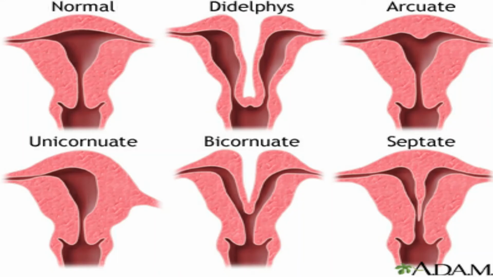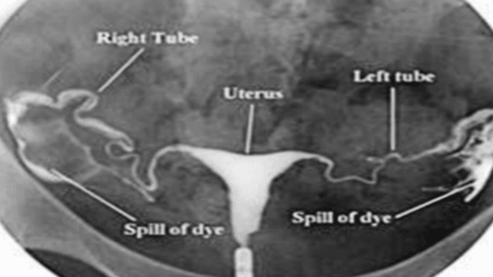So how do you diagnose it? Your doctor will take a complete medical history and physical examination, and they can schedule you for some imaging like a hysterosalpingogram, an ultrasound or an MRI to visualize the uterus itself and confirm if you have an abnormality present. And how do we treat them?